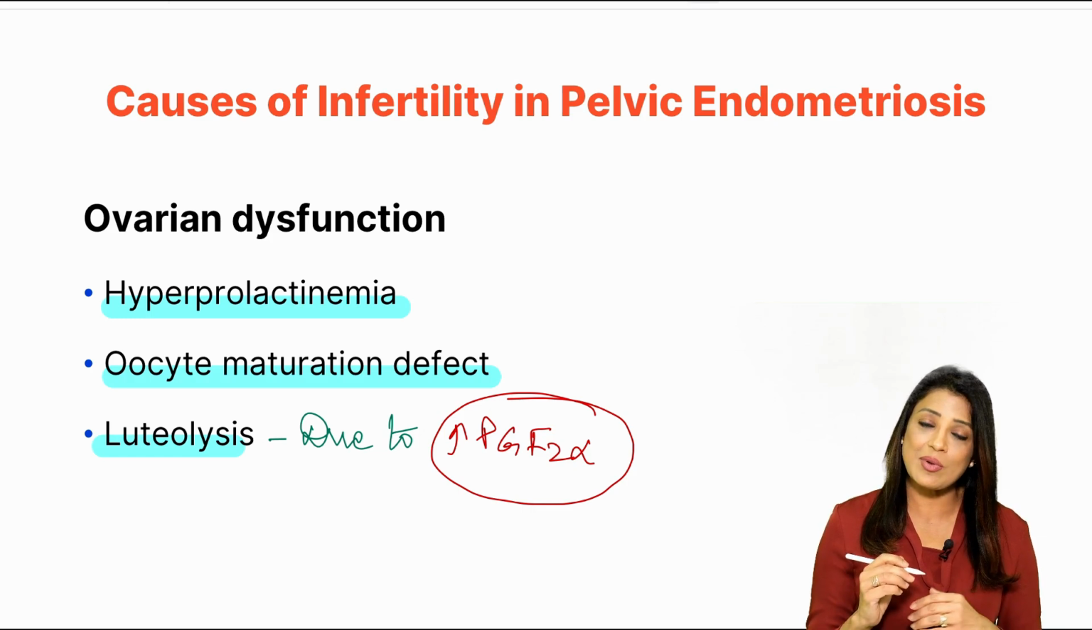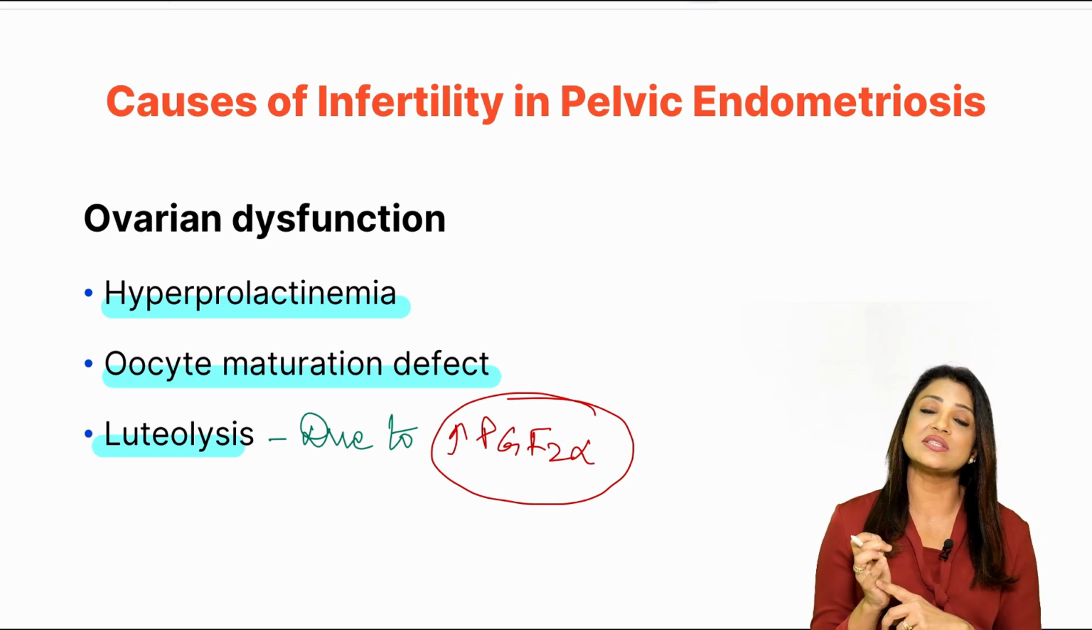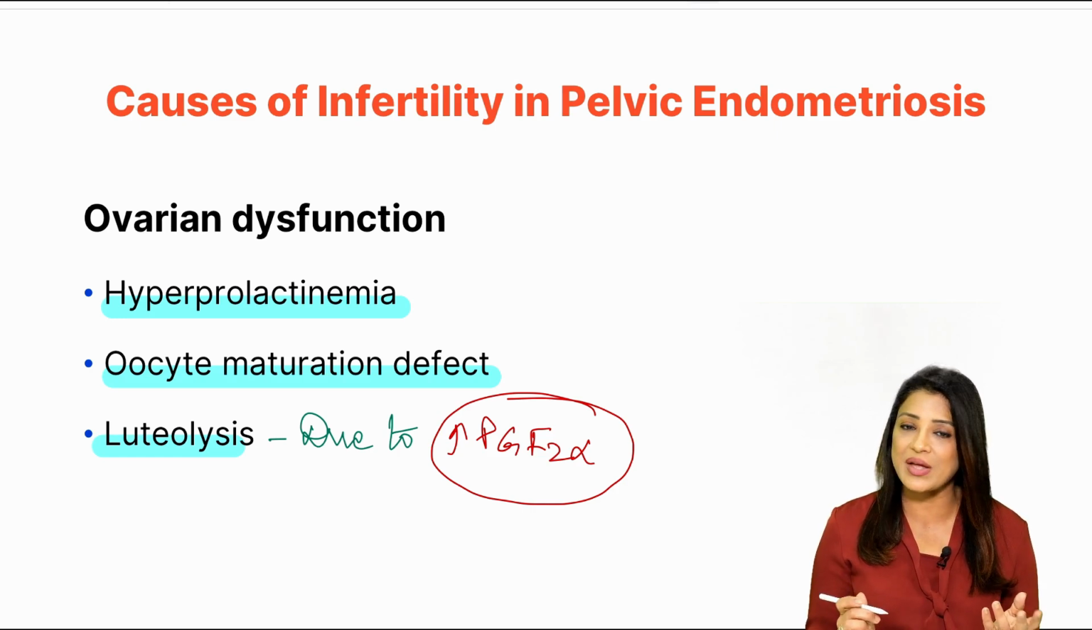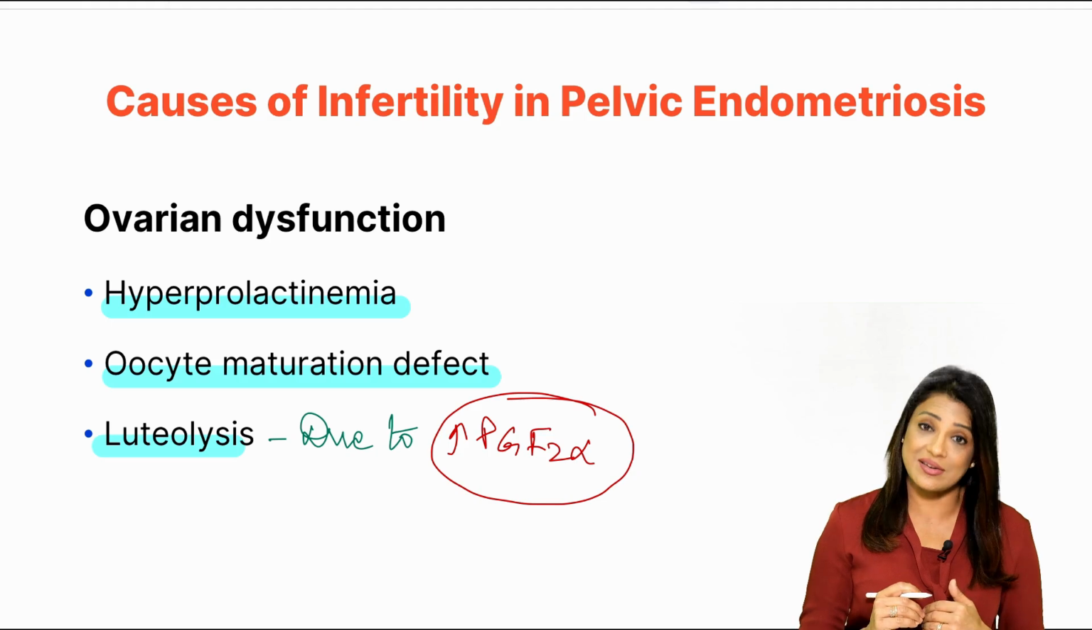But in this case, there may be early luteolysis. So LPD, LUFS and luteolysis, these are all part and parcel of the same game. That is, PGF2 alpha is increasing because E2 is increasing and FSH is decreasing.